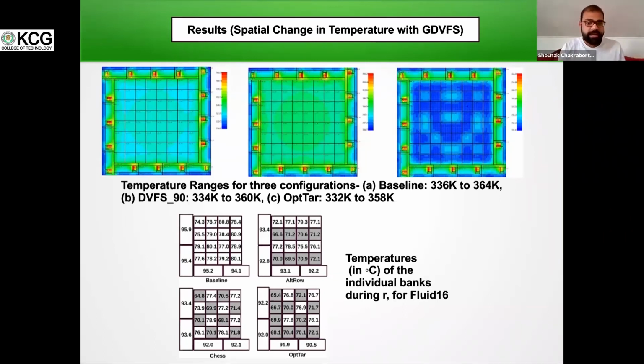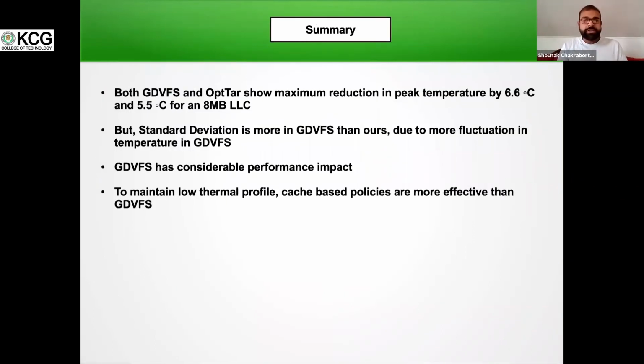We compared their work with ours. That's a core-based policy. Both GDVFS and Opter show the maximum reduction in peak temperature is 6.6 and 5.5 degrees Celsius for an 8 MB cache in this case. But the standard deviation of the temperature is higher in the case of GDVFS, in terms of peak as well as the average chip temperature, than ours, just because of its greater fluctuation in temperature.